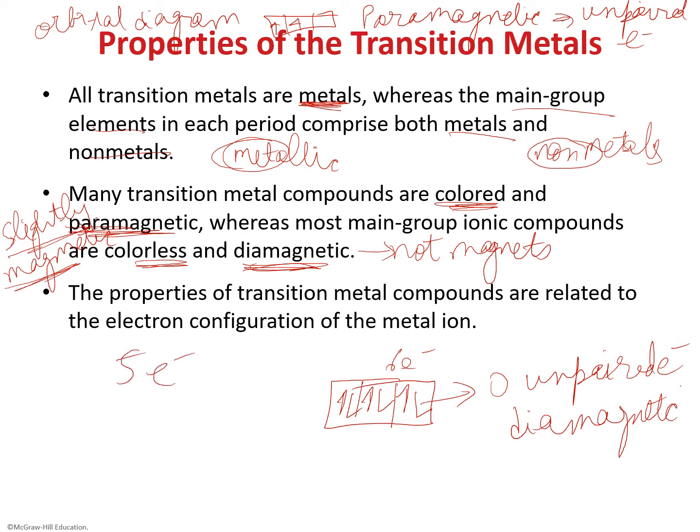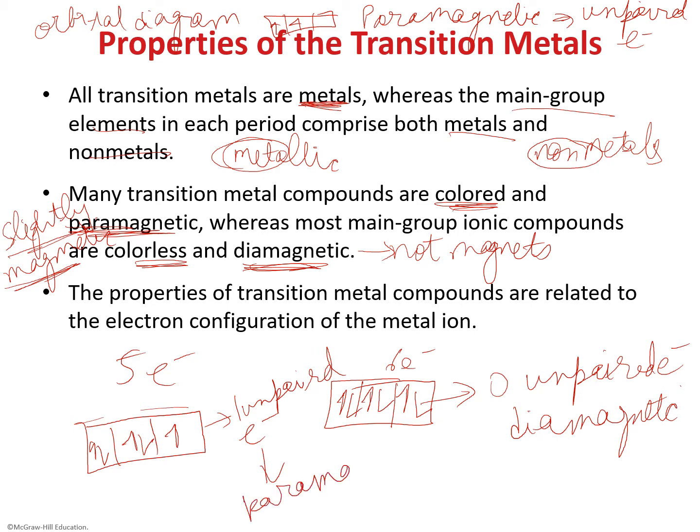Similarly, if I have 5 electrons in a p shell, let's say, so I have 1, 2, 3, 4, 5. There's one unpaired electron. Even if there's one unpaired electron, that would make this compound or element, whatever we are talking about, a paramagnetic element.